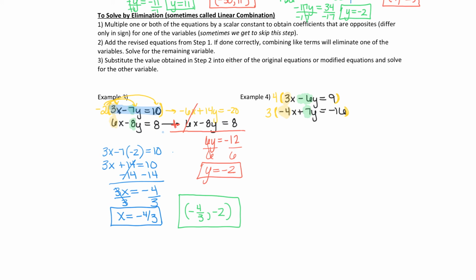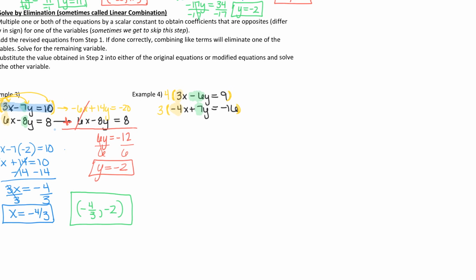So let's go through and do the top equation first. Let me adjust this a little bit so I have a little more space. Okay. So the top equation, when I multiply this 4 through, I'll have a 12x minus a 24y equals 36. And the bottom equation, when I multiply the 3 through, I get a negative 12x plus 21y equals 3 times 16 is 30 plus 18, so negative 48.